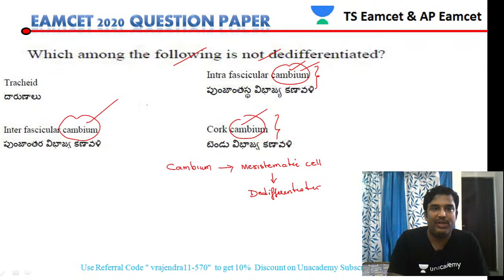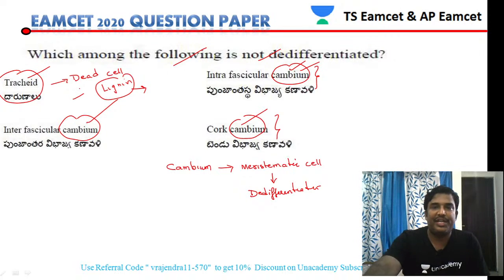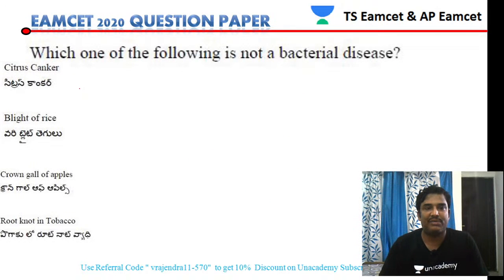There is only one dead cell in these 4 options, that is tracheids. Tracheids are dead cells. They are filled with a substance called lignin. So this is a dead tissue, and that is the reason it cannot undergo dedifferentiation. So that is how we have to remember.